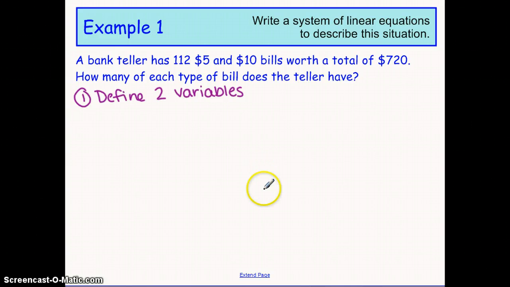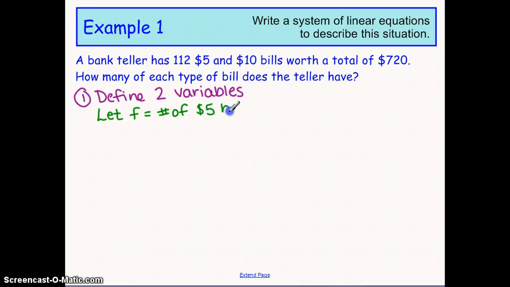So you should be able to tell by reading through this problem that the two things that we don't know is how many of each type of bill the teller has. When we're talking about each type of bill, we mean the number of $5 bills and the number of $10 bills. So we're going to define our two variables. And the way we're going to define two variables is we're going to say let, and then we'll pick a variable. So for $5 bills, we can pick f, so f for 5. And we'll say that let f equal the number of $5 bills.